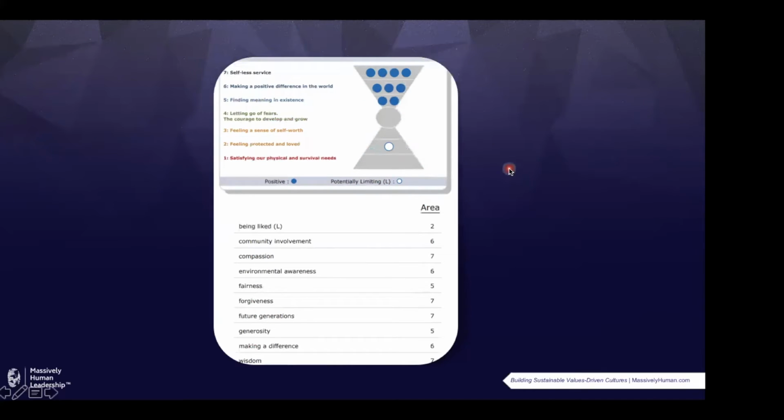Here's another one. Now, this is an interesting plot. We have a lot of energy up here, but remember when I said if we don't have a strong foundation, this is the level 1, 2, and 3 is really the roots to the tree. If we don't have a strong foundation, this is not sustainable. And this value of being liked really stands out for me. It's potentially limiting. So this person is a person who does a lot of charity work, very kind, loving, and generous human. But you know what?